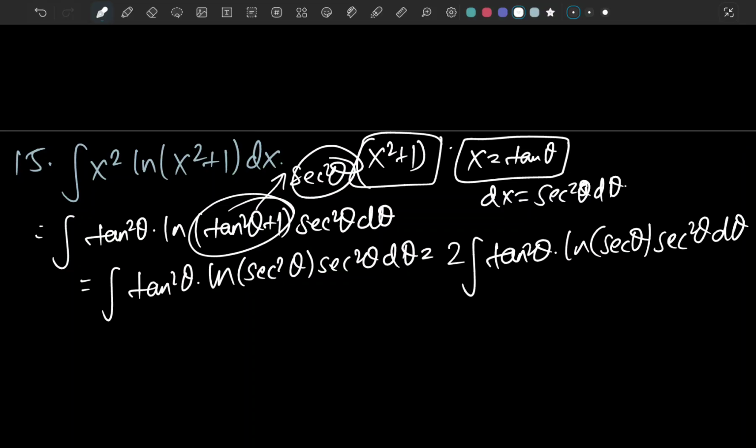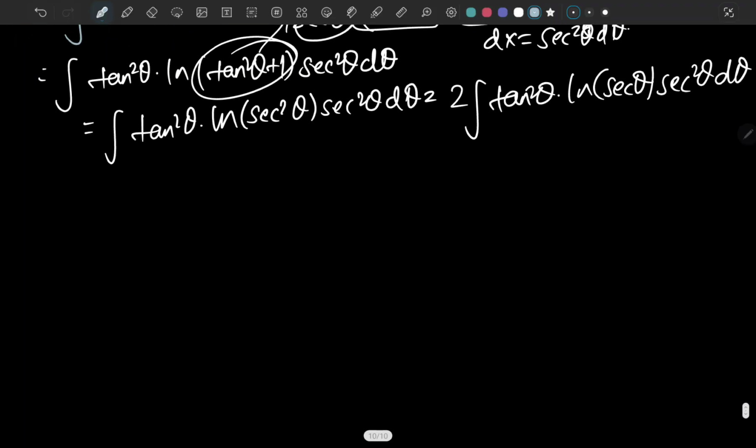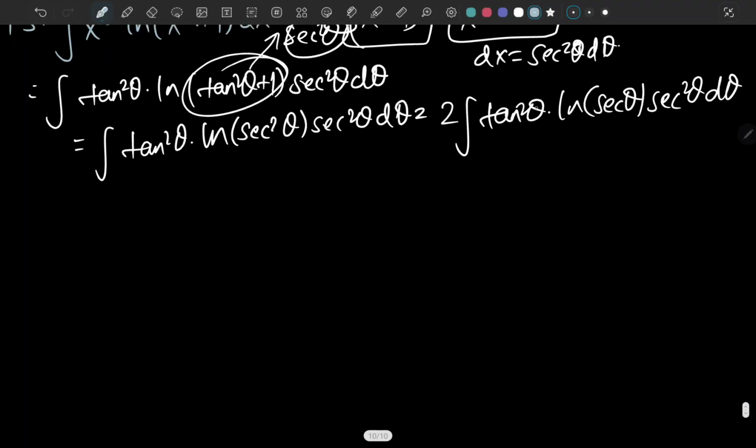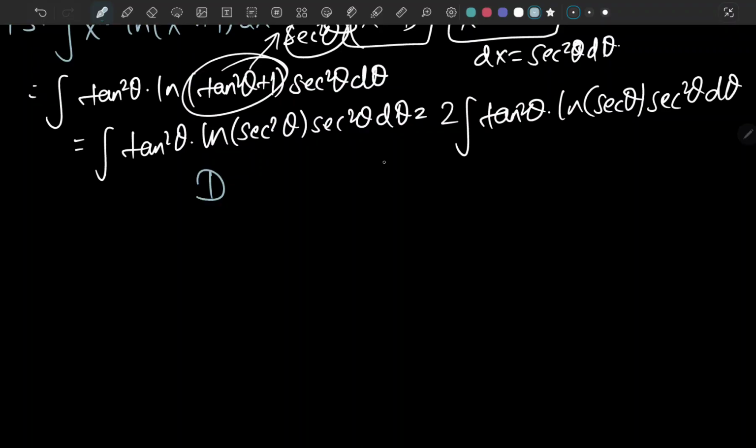Okay, so now we can proceed with this method, because these two things are easily integrable. I'm talking about these two things, and this thing is differentiable. So yeah, let's do that. Let's check whether we are wrong or right.